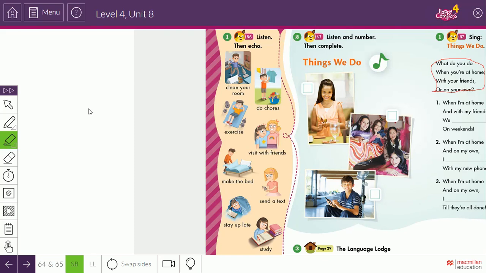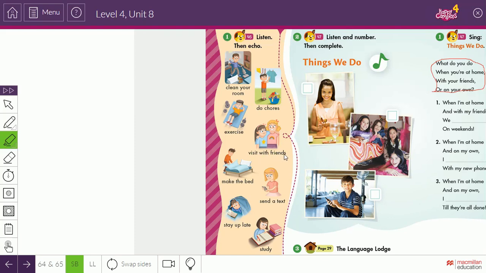different activities that kids do, such as clean your room, do chores. I told you that chores are the routine activities that you do every day. For example, your mom prepares breakfast, she washes dishes, she sweeps the floor. She does these things every day.